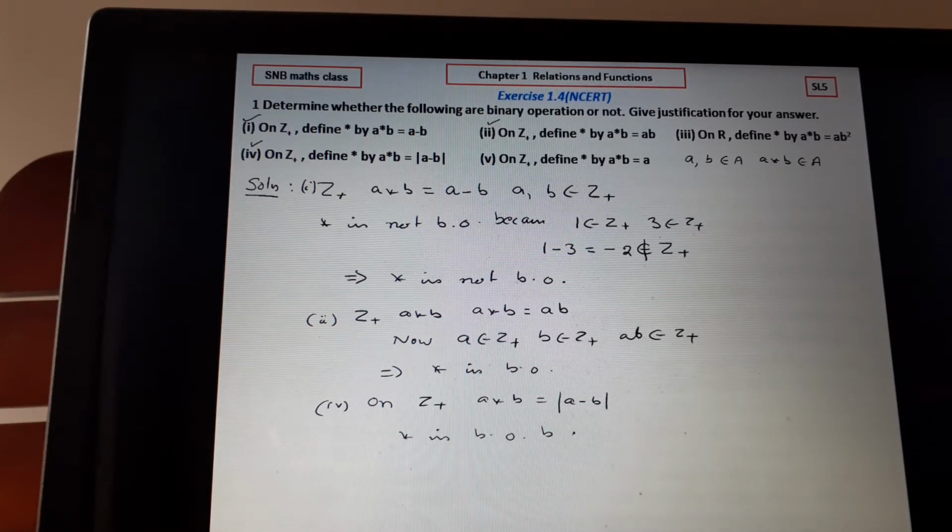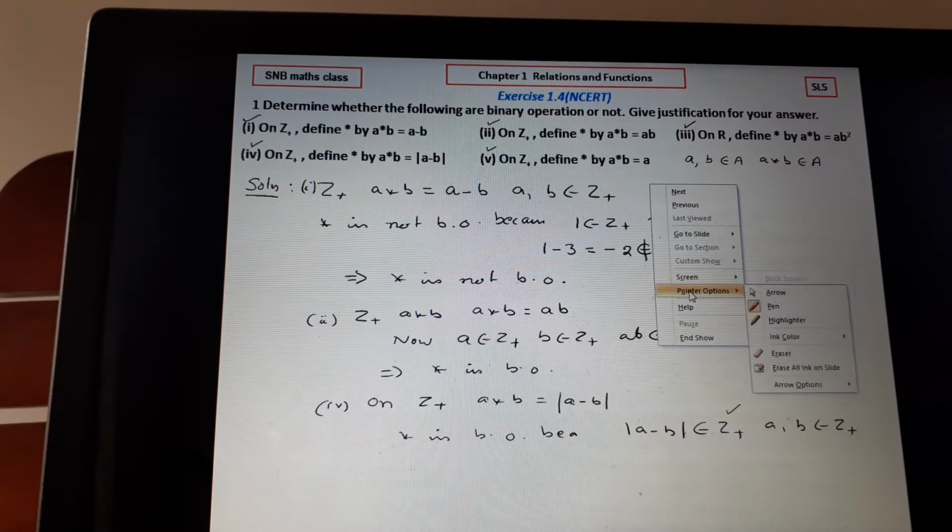operation because mod A minus B belongs to Z plus for A, B belonging to Z plus, because even if A is smaller than B, say for example 1 minus 3, it is minus 2, but mod of minus 2 is plus 2, so it belongs to Z plus only. So definitely it is binary. So this is the reason. The question says justify your answer, therefore you have to give the reason, that's all. So I think you can definitely do this question and this question yourself. So let us go to the next one.